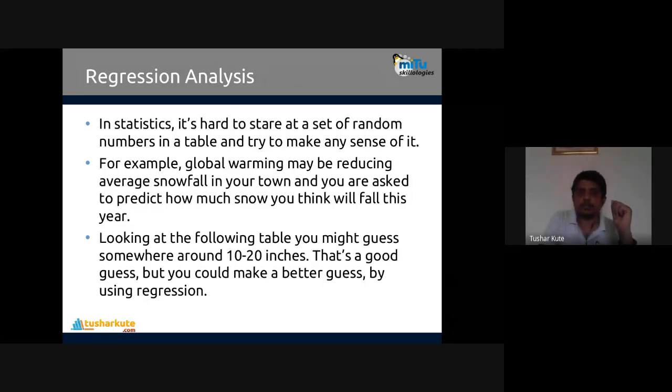Now, in statistics, it's hard to look at a set of random numbers in a table and try to make sense of it. So, for example, global warming may be reducing average snowfall in your town, and you are asked to predict how much snow will fall this year. Yes, regression can be used. Looking at the table, you might guess somewhere around 10 to 20 inches. That's a good guess, but you could make a better guess by using regression techniques.